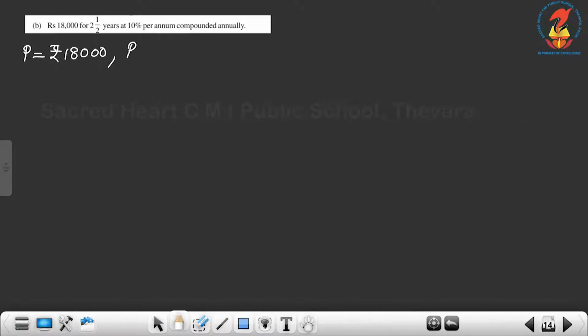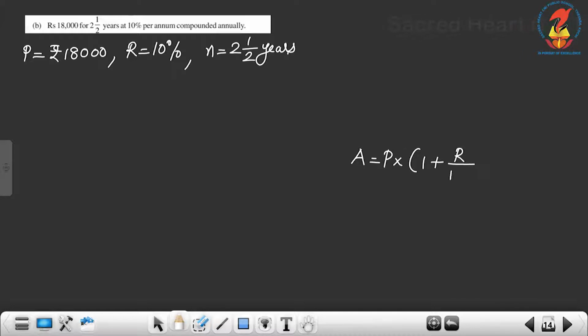Then rate of interest is 10%, and the number of years n is given as 2.5 years. So we have to find out the amount after 2.5 years. So the formula to find out the amount is P into 1 plus R by 100 whole raised to n. Now P is given as 18,000 into 1 plus R is 10, 10 by 100 whole raised to n.